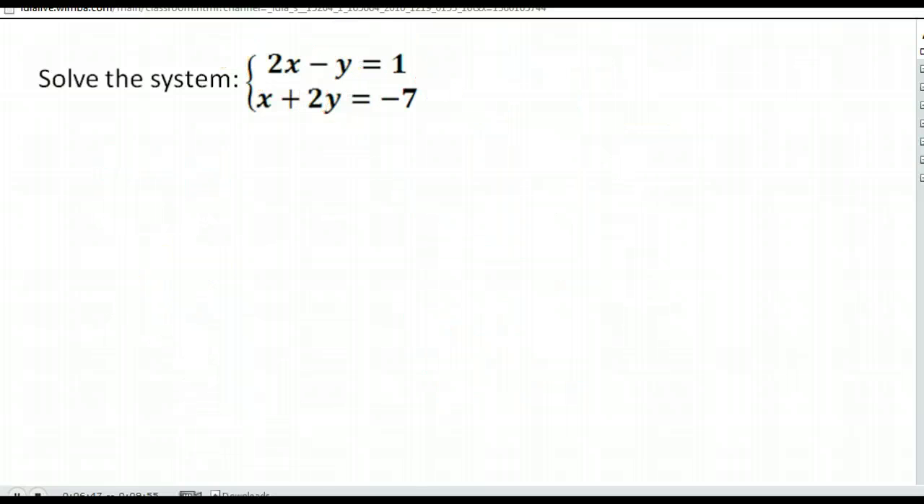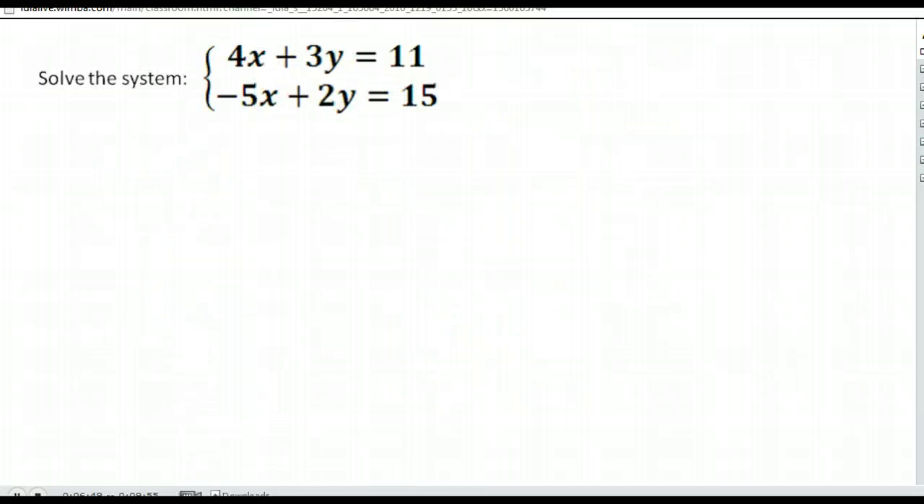Okay, I'm going to do one more example. This one's a little different, adds one more element of complexity to it. If we select a variable we'd like to eliminate, x or y in this case, we can't just multiply one of the equations by a number, because there's no way we can take 4 times a number to equal 5, a whole number, or 3 times a whole number to equal 2, or 2 to equal 3. So we're going to have to multiply both equations by something in order to make this one work.